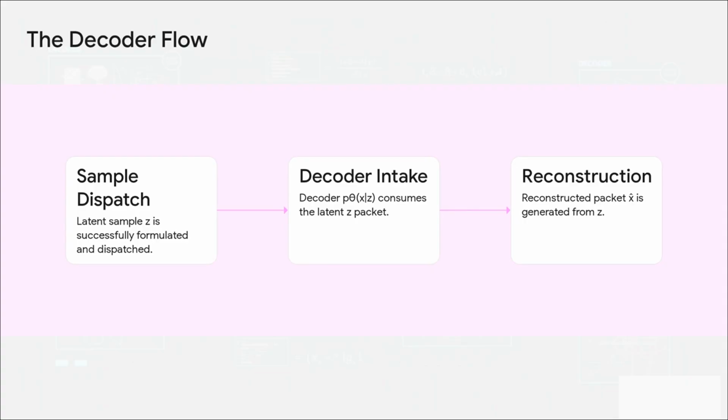Okay, so with our latent sample Z successfully formulated and dispatched, it travels to our next major actor, the decoder station. We denote this as P theta. The decoder consumes the Z packet, and its sole job is to translate that compressed latent concept back into the physical world. It generates a reconstructed packet, X hat, and if the system is actually working correctly, X hat should look an awful lot like the original handwritten digit we started with.